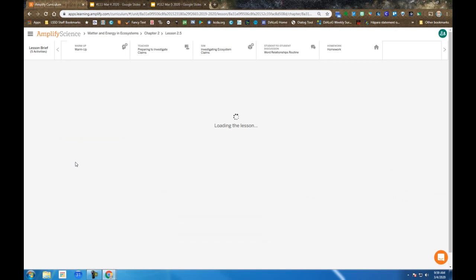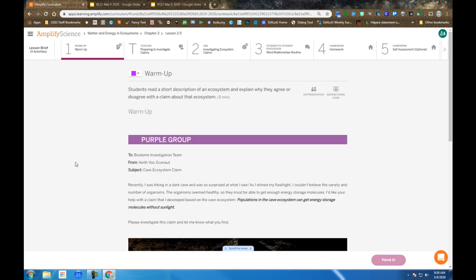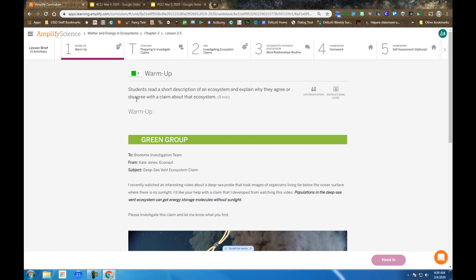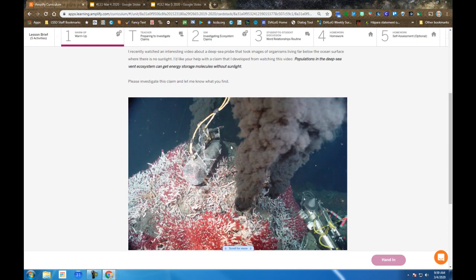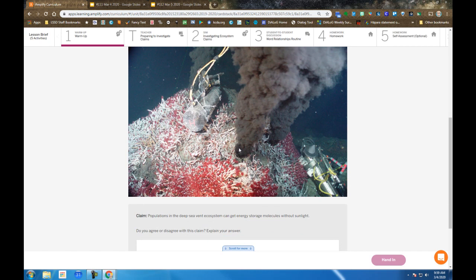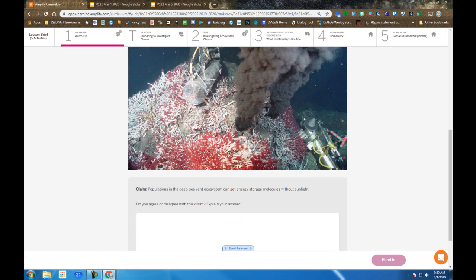So based on your Lesson 2.4 test results, you will be placed in a group, and this is about the Green Group. So you know you're in the Green Group when your screen looks like mine, and it has a big banner across it that says Green Group. So the Green Group warm-up has to do with hydrothermal vents, the ecosystem you're given. Take a look at it.